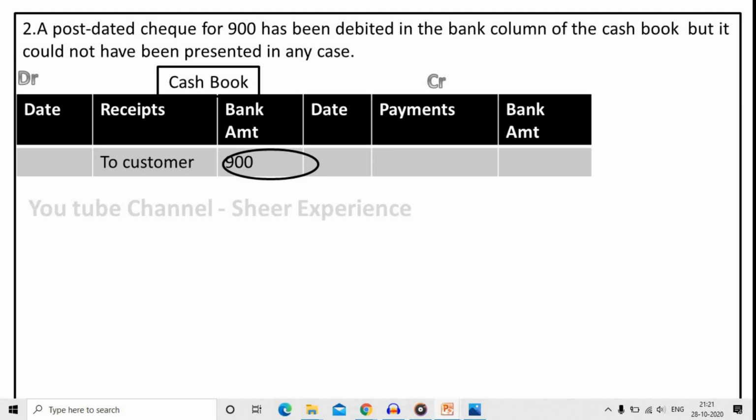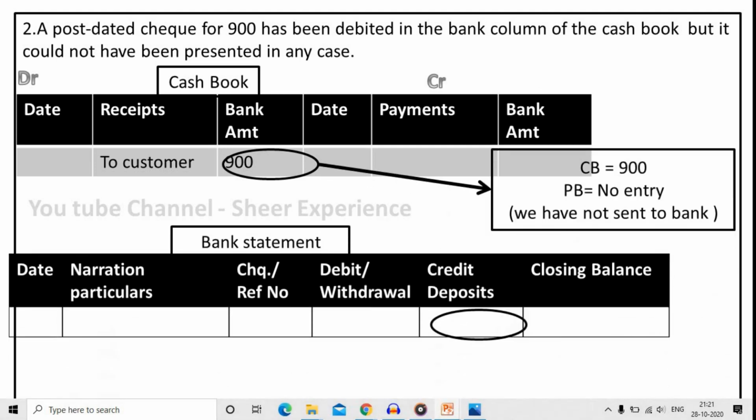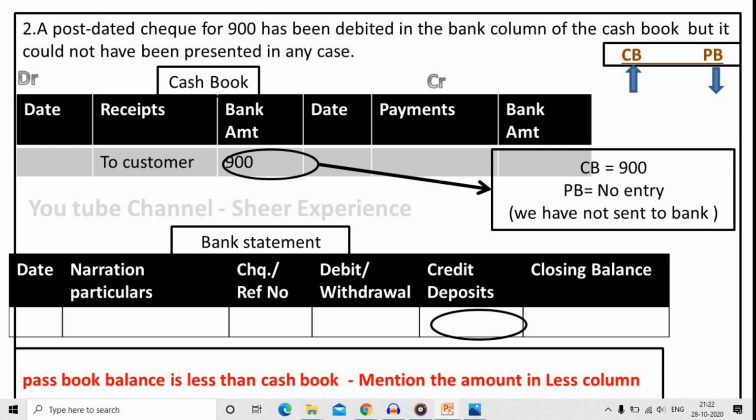The transaction states it could not have been presented in any case. That means we have not sent it to the bank for collection, so no entry is appearing in the bank statement. So the cash book balance is more than the passbook balance. When I am preparing the bank reconciliation statement as per cash book overdraft balance, then I have to refer or check the passbook balances. Here the passbook balance is less.